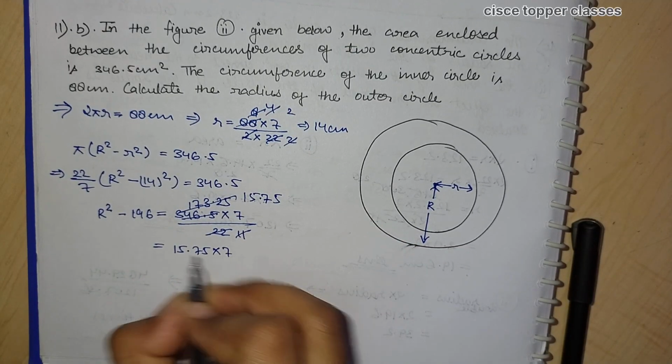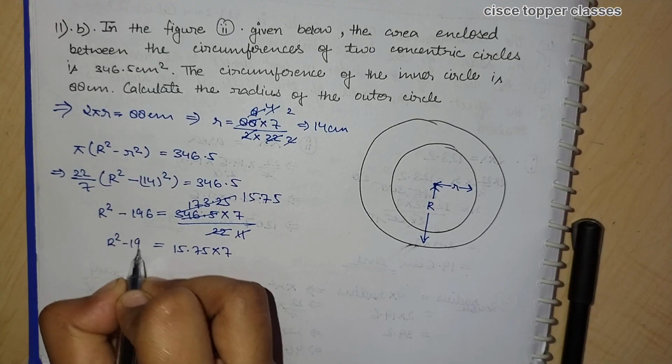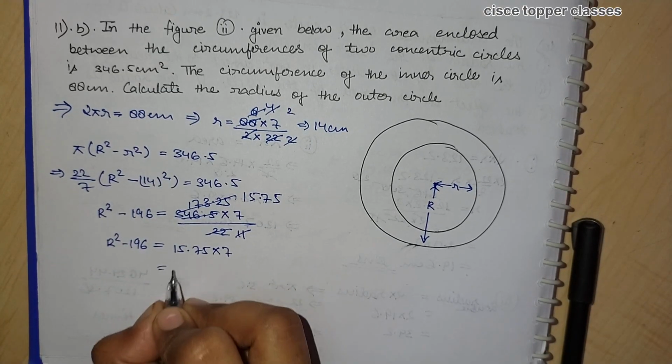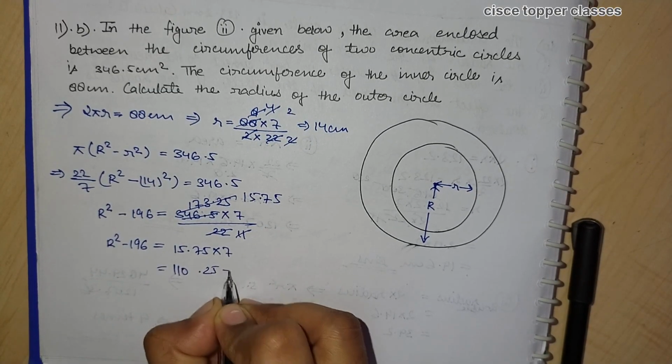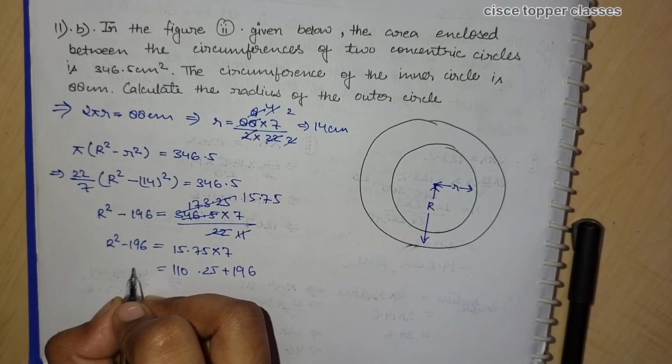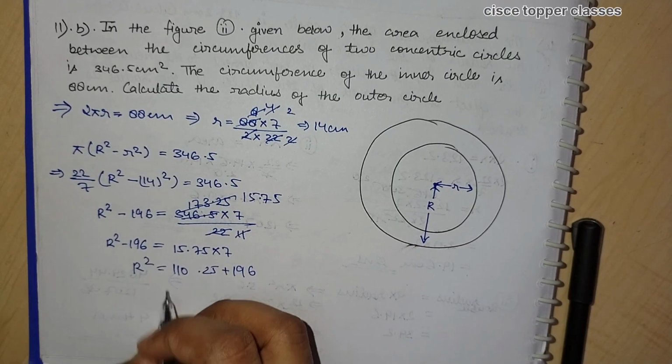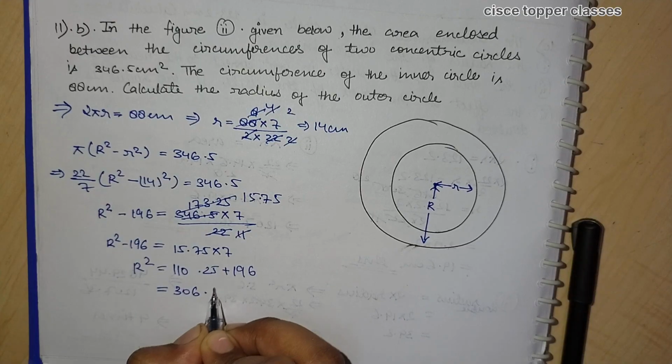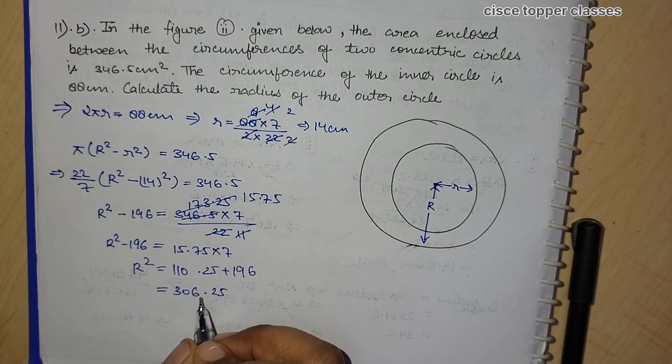15.75 into 7. So R square minus 196. So here this will be 110.25 plus 196. This is equal to R square. So here we can write it as 306.25. We can take the under root here.